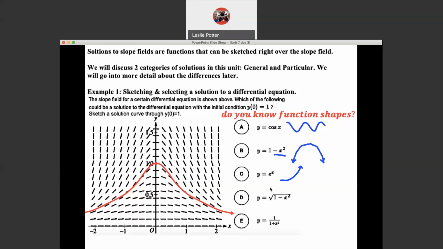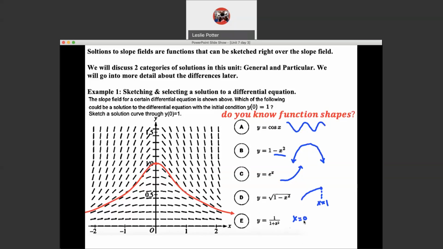e to the x, we know e to the x looks like this, right? And it has an intercept of 1, so it would look like this. Across the slope field, well, that's not matching. Square root of x looks like this, right? In this case, it would start at, when x is equal to 1, y would be equal to 0, it would start here, and it would go like this. Well, that's not matching up. So it's got to be this one. Even though you don't really know what this one looks like, you've eliminated everything else. So it's definitely got to be this one.